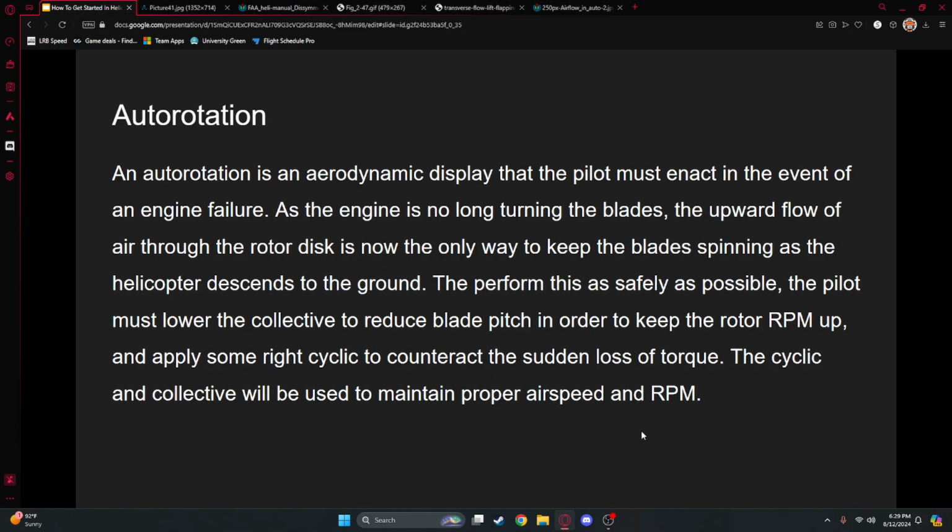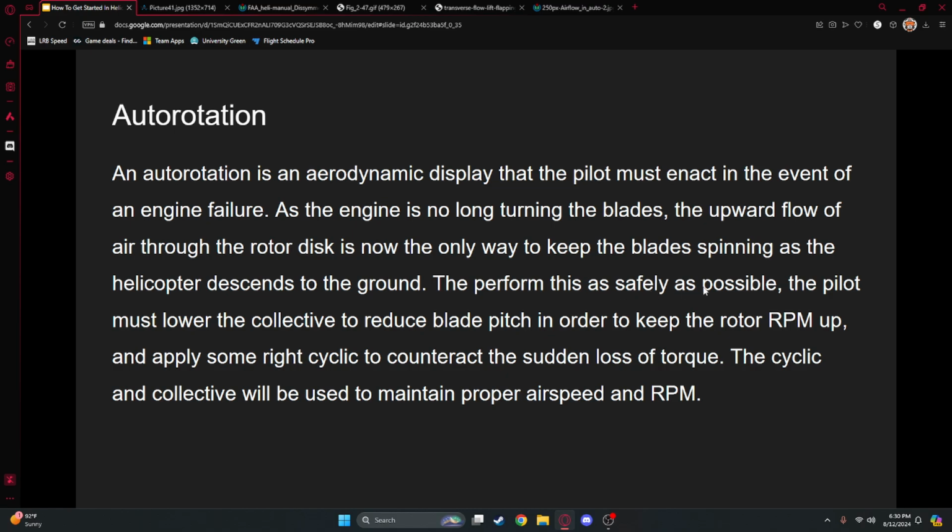Autorotations. Autorotations are something else. This is what prevents us from falling out of the sky if the engine goes out, thanks to a sprag clutch and some aerodynamics. An autorotation is an aerodynamic display that the pilot must enact in the event of an engine failure. As the engine is no longer turning the blades, the upward flow of the air through the rotor disc is now the only way to keep the blades spinning as the helicopter descends to the ground.